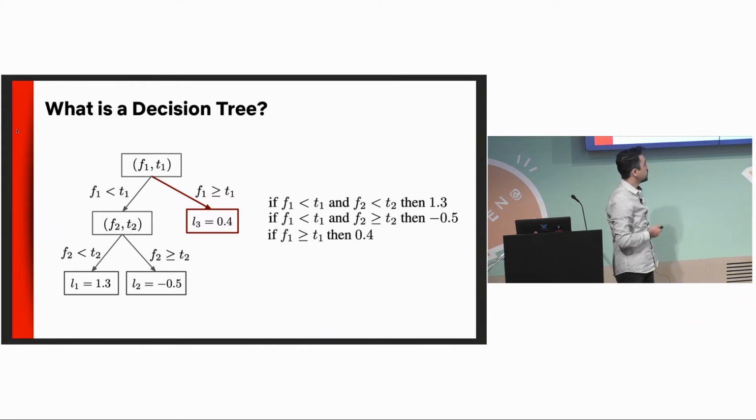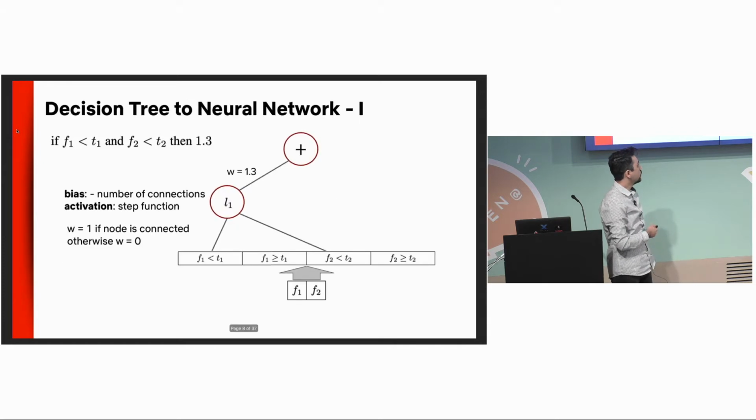And the good thing about these if statements is that we can simply implement them in a neural network. There could be many implementations. This is one example of it. Assume that I have a feature vector F1 and F2. I will do a transformation and transform this two-dimensional vector to a four-dimensional one, which is a binary transformation, into F1 less than T1, F1 greater than T1, F2 less than T2, and F2 greater than T2.